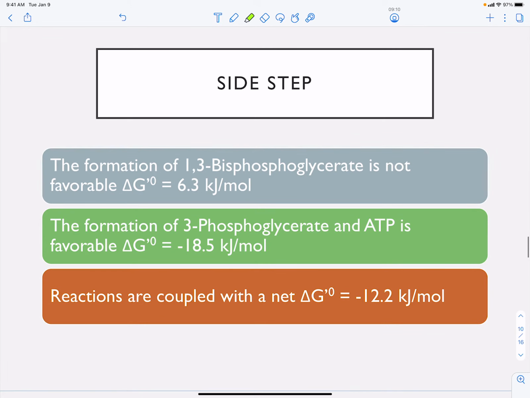So as a side note, the formation of that 1,3-bisphosphoglycerate, as I pointed out, had a positive delta G. The formation of 3-phosphoglycerate and ATP has a very favorable negative delta G. Therefore, these reactions are coupled together with a net additive delta G in the minus, which means they are favorable. The products are favorable over the reactants.